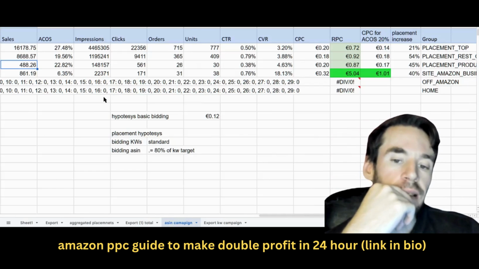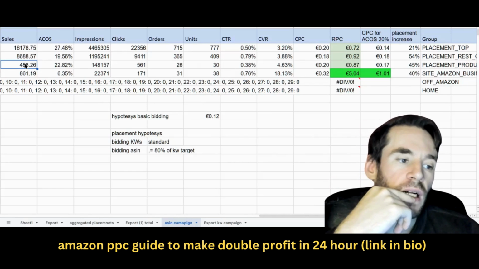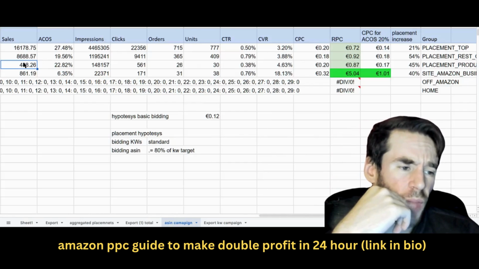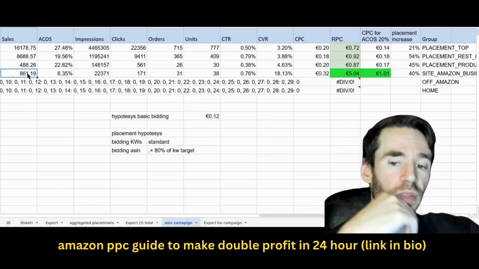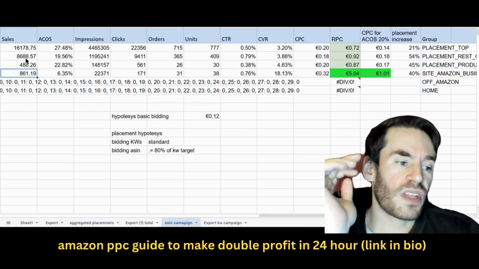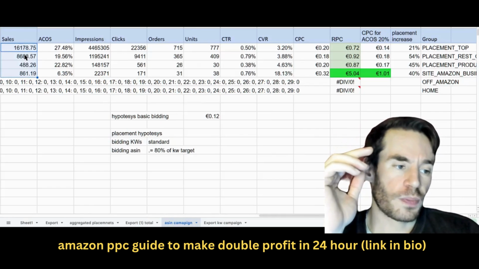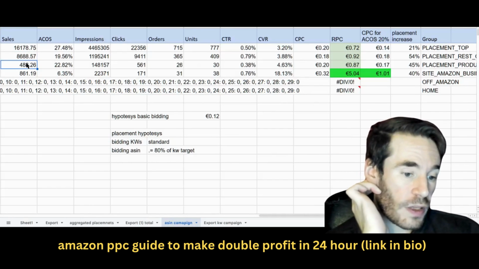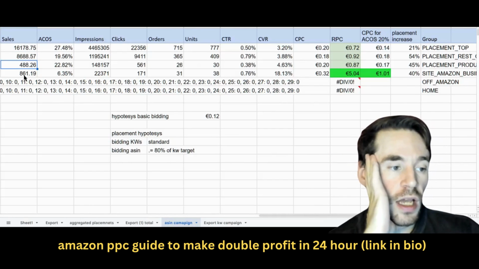We have 5%. No, less. 2% maybe. I don't know, but the volume is very small. And then we have business placement. So the first thing we see is sales distribution is very big on top of search. Then you have half for rest of search. Then you have a very small amount on product placement for this ASIN campaign strategy. And then we have business placement.